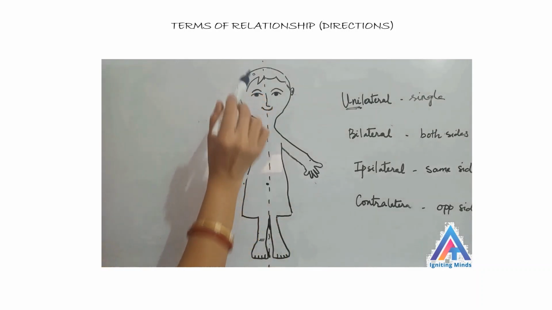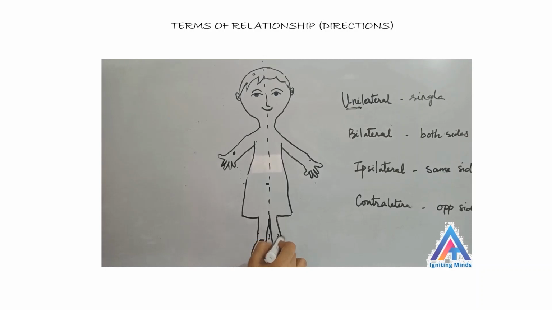This is contralateral. Apart from these standard directions, you have something called prone, which means lying down posture with face down orientation, and supine. Supine is lying down posture with face up orientation. Again, note UP, up in supine. Okay.